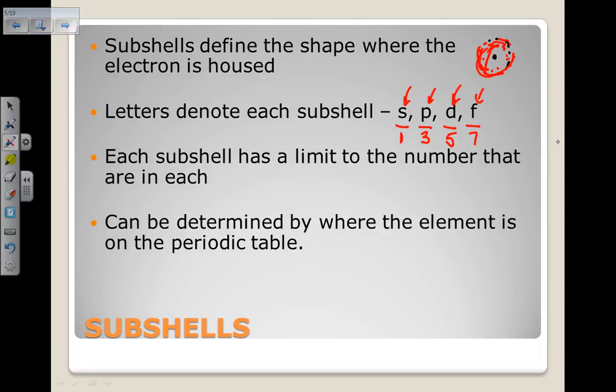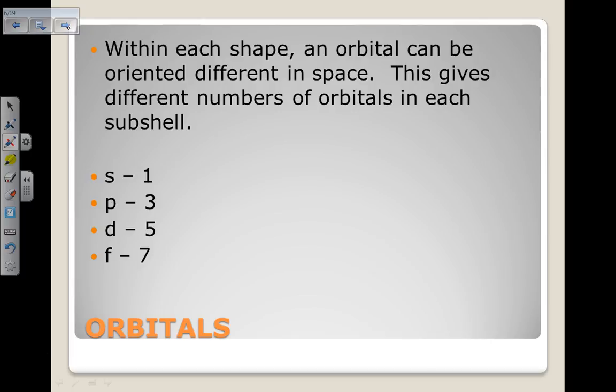And so we can determine what subshell it is by where the element is located on the periodic table. We can determine which subshell the electron is in based on where the element is on the periodic table. Okay, and again, this is going to go into electron configuration. So that's subshells.